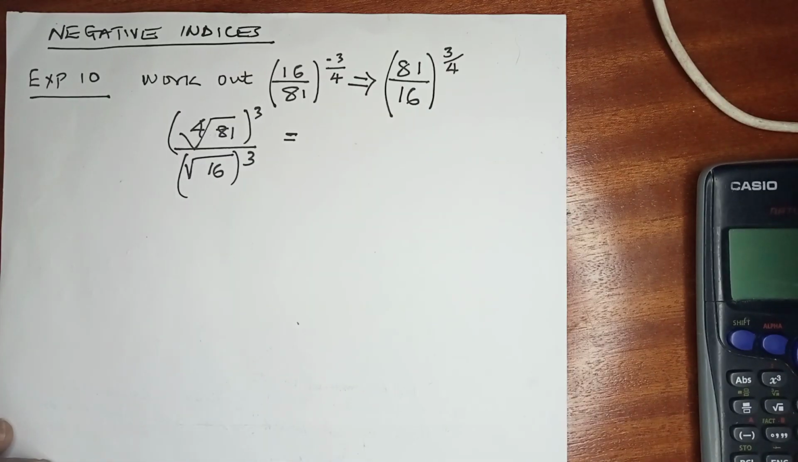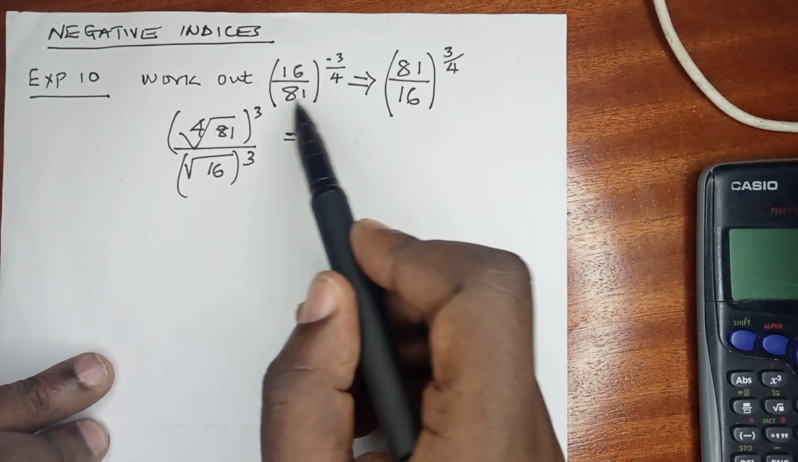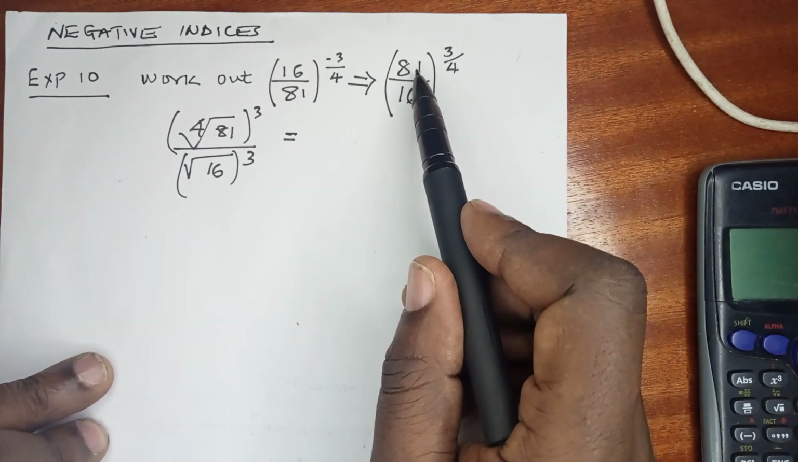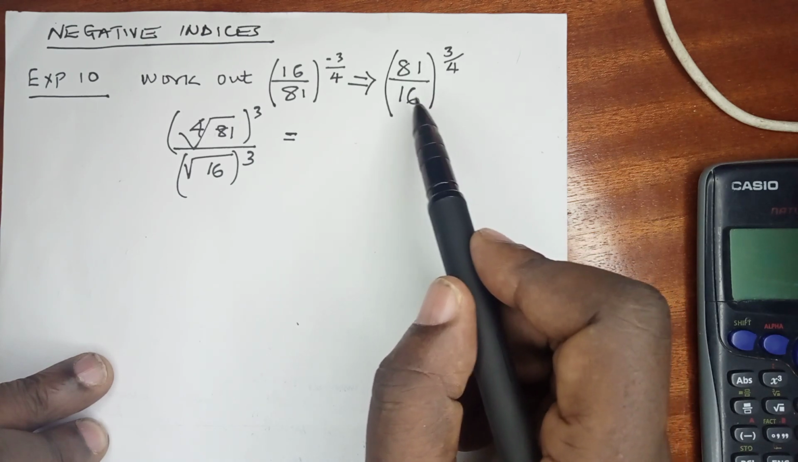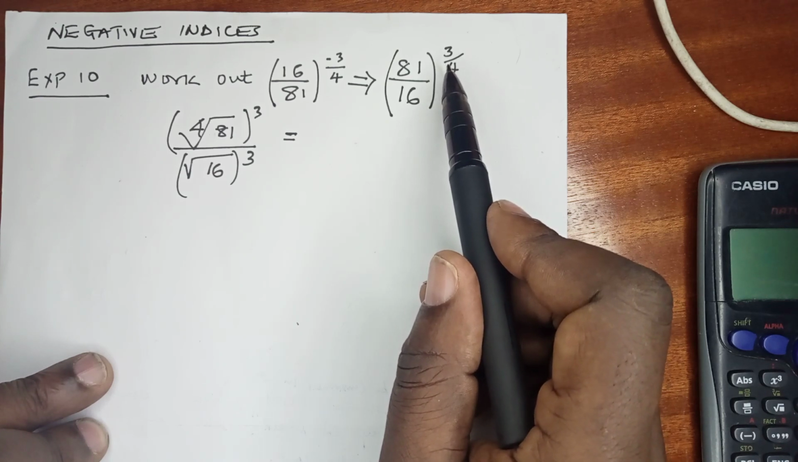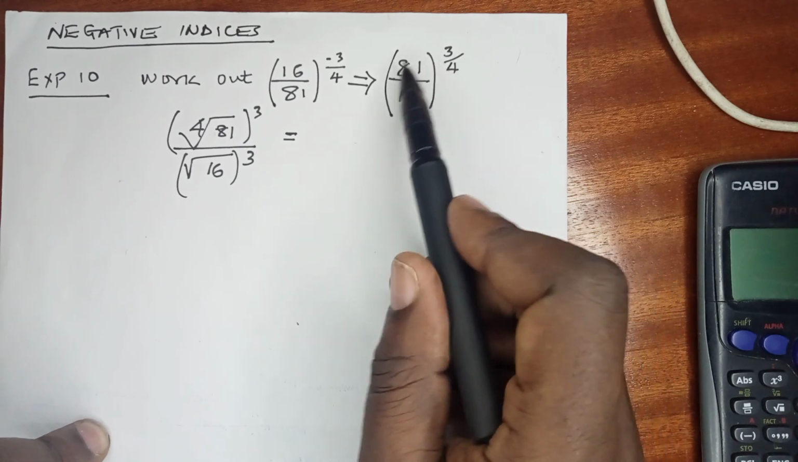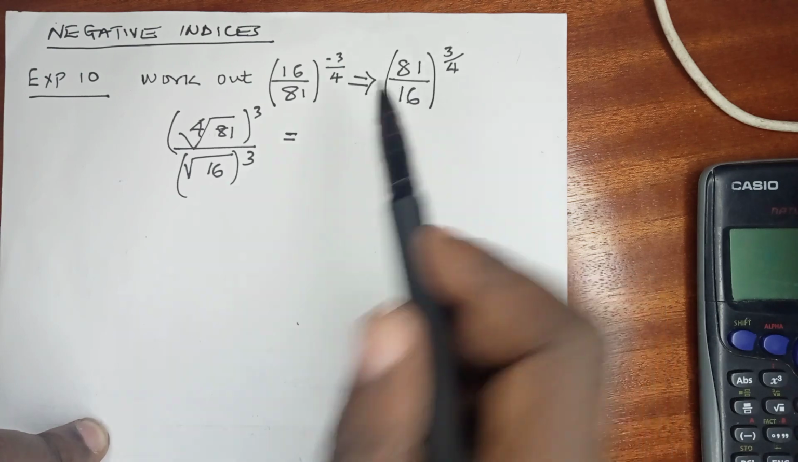And therefore, we are now having 16 over 81 raised to power negative 3 over 4. In this case, we are just going to flip this fraction such that 81 will now be the numerator and 16 will be the denominator. Having done that, now the sign of the index will be positive. And that's where we are. So we have to treat 81 independently and 16 independently.